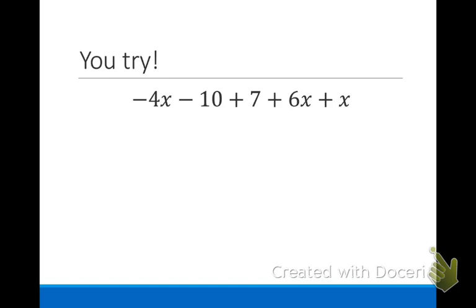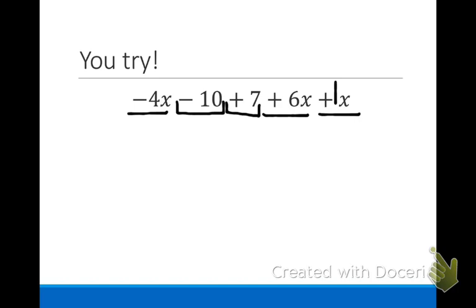Okay, hopefully that gave you enough time. So again, I'm going to underline my like terms. I have negative 4x, positive 6x, and positive x, and then negative 10 and positive 7. So as I go through and combine those, negative 4 plus 6 would leave me with positive 2 plus x. Well, what's my coefficient with my x? 1. If I ever don't have a coefficient in front, I know that coefficient is 1.